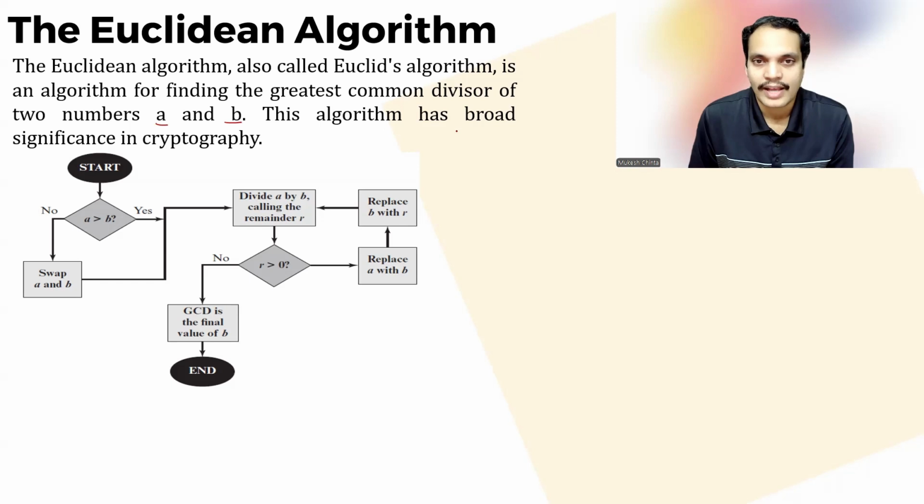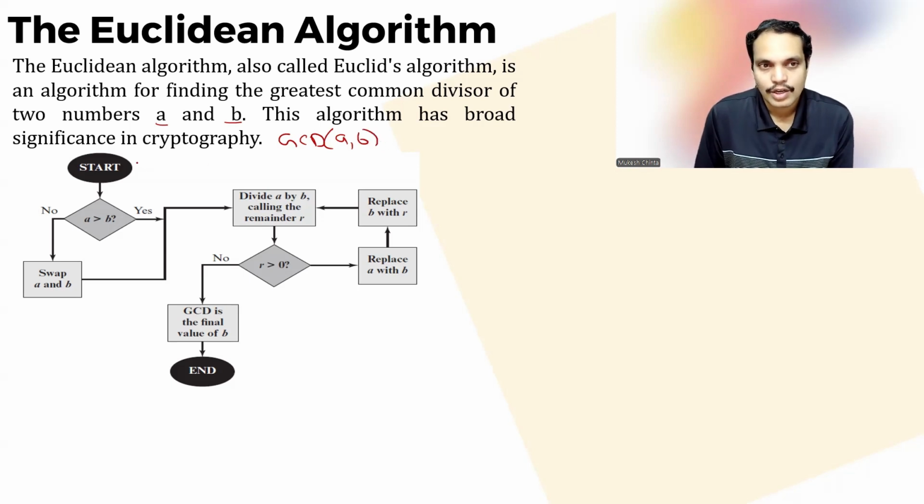This algorithm has broad significance in cryptography because it makes finding the GCD of large numbers quite easy. That is the reason why the Euclidean algorithm is rated very high in cryptography. Now this is the algorithm. Let me tell you, if I wanted to find out the GCD of A comma B, two numbers, you have to start.